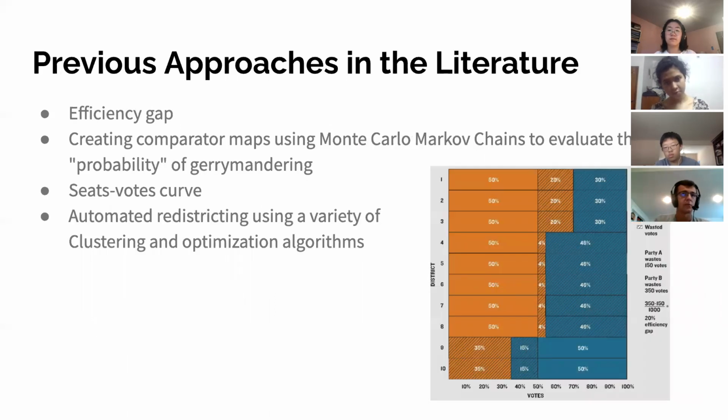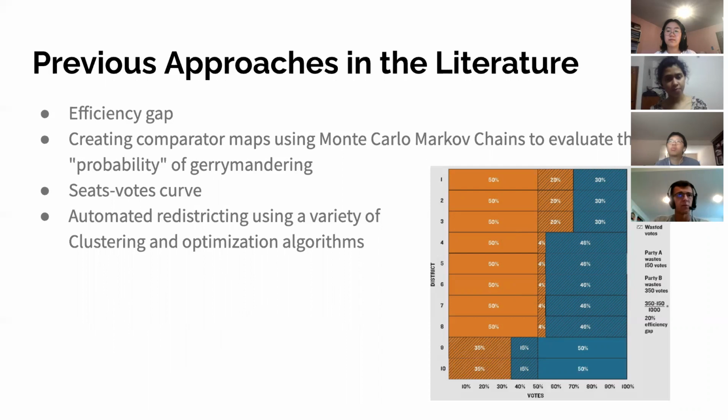So previously in the literature, this issue has been approached a variety of different ways, generally at the state partisan level. Ours is a little bit different as we're looking at the state individual level. Two previous metrics include the efficiency gap and the seats votes curve, both of which consider the concept of wasted votes. However, they do have some flaws in several surprisingly common edge cases.